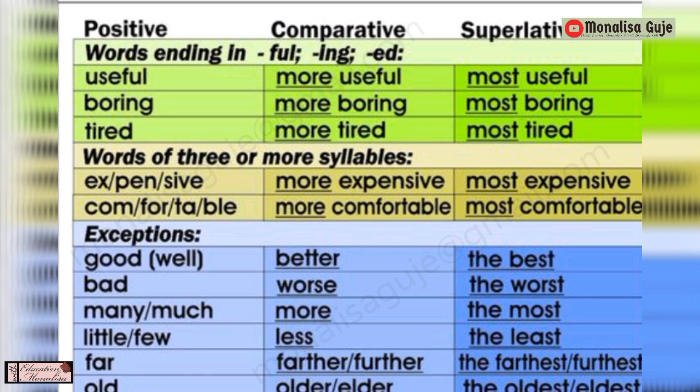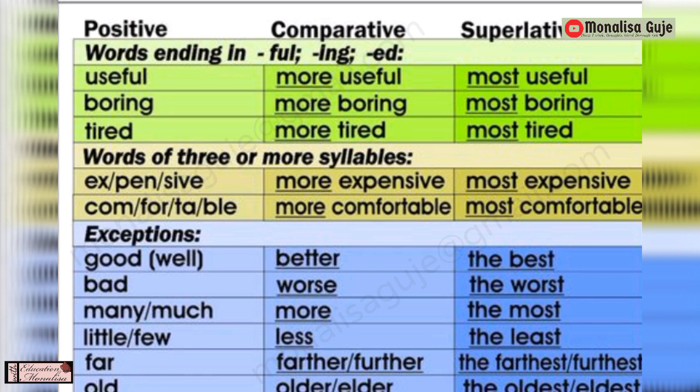Now some words like useful. It cannot turn the word into the ER and IER or EST. So this time we use more and most. Useful, more useful, most useful. Now expensive. It is three syllables. That time we use again more, most.